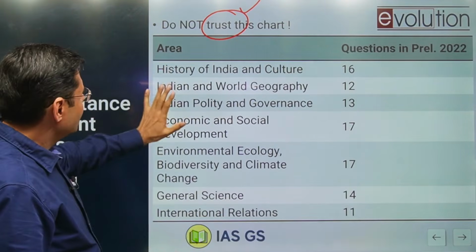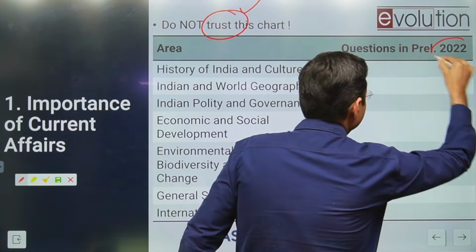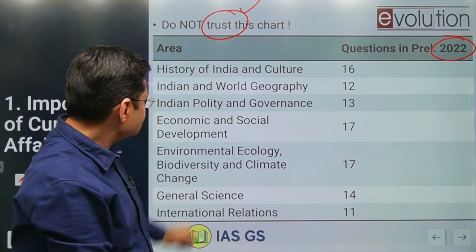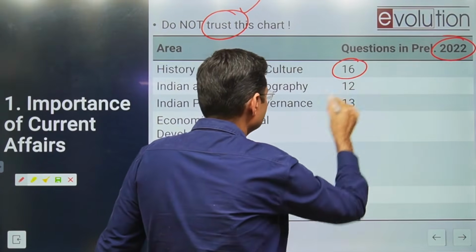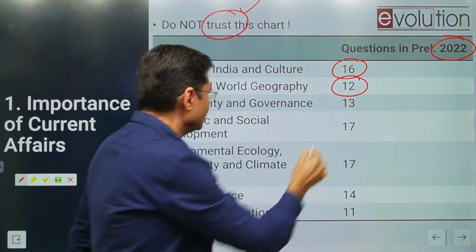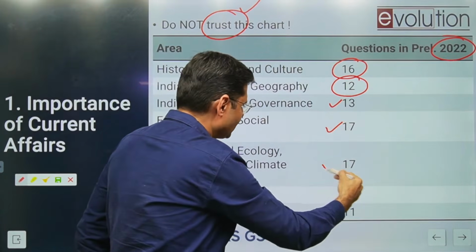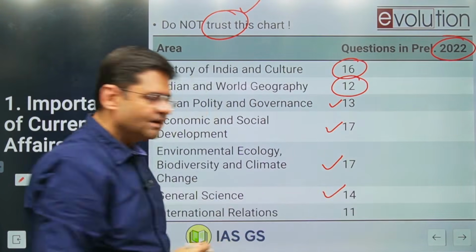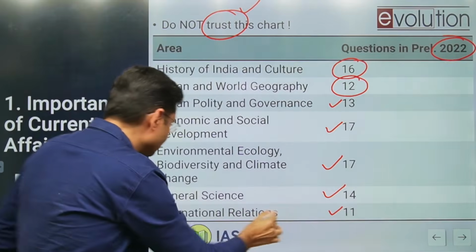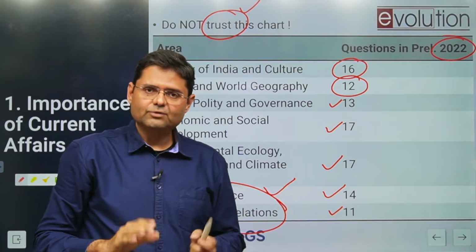But if you look at this chart, this is the basic breakup of the questions which were asked in the prelim of 2022. This says that history of India and culture gave you 16 questions, geography of India and the world gave you 12 questions, Indian polity and governance gave you 13 questions, economy gave you 17, environmental ecology gave you 17, general science and science and technology gave you 14. And finally, surprisingly, international relations made a comeback last year, and that gave you 11 questions.